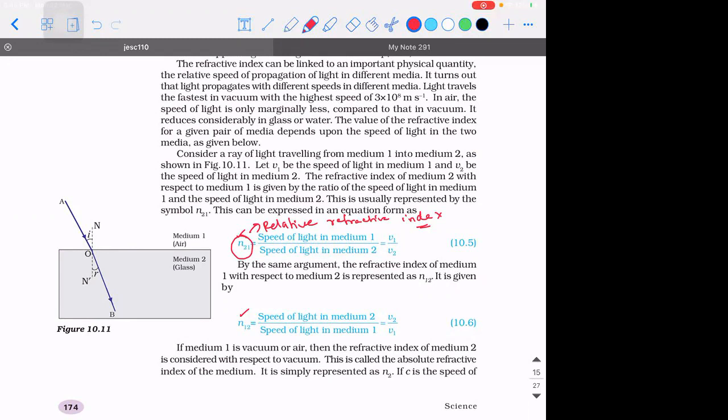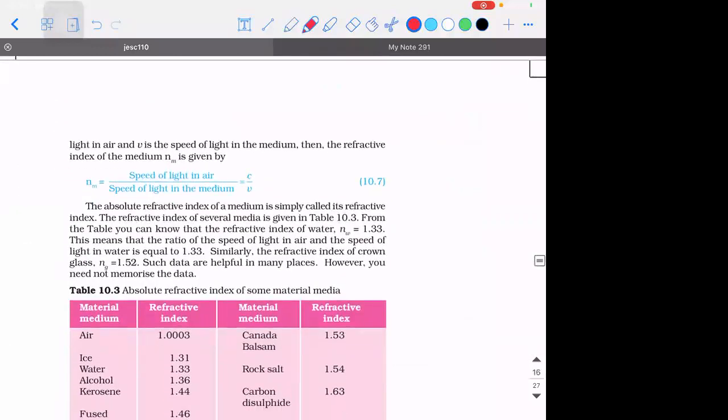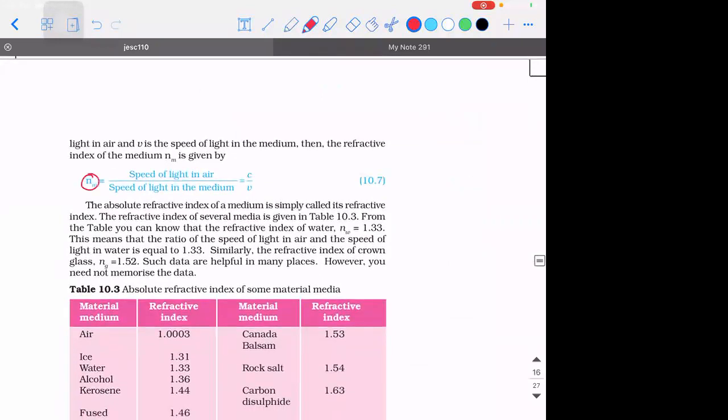Similarly, N12 is given as the refractive index of the first medium with respect to the second. That is also called the relative refractive index. So N21 is V1 by V2, N12 is V2 by V1. And Nm is generally called the absolute refractive index.